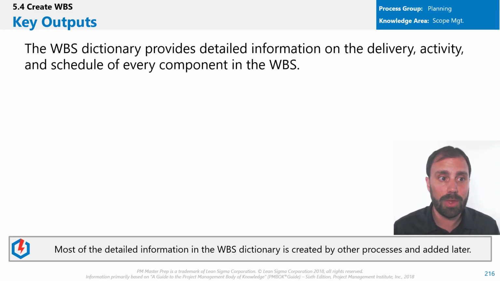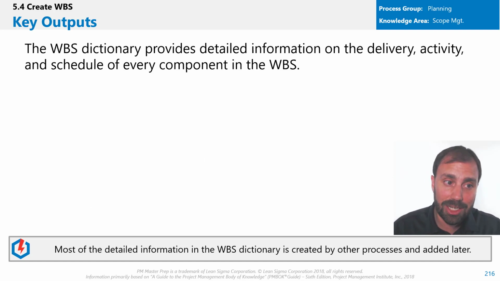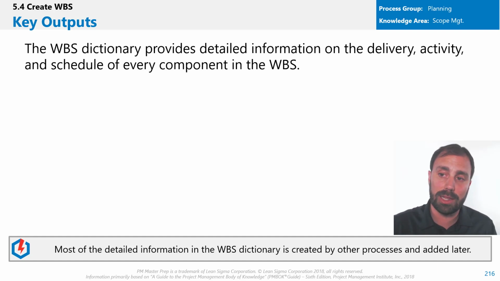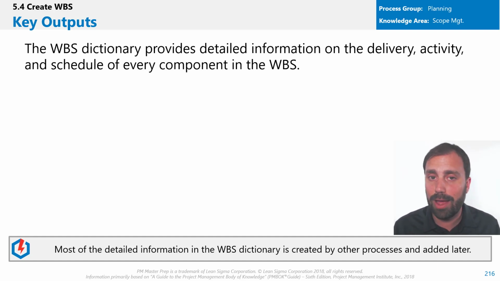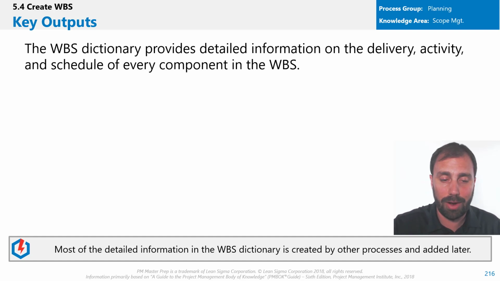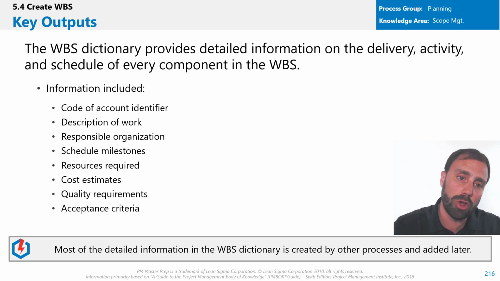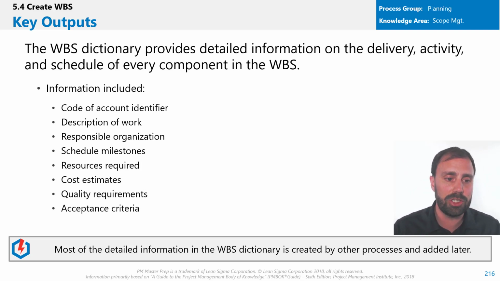Okay, so let's talk about the work breakdown structure dictionary, the WBS dictionary. This provides the detailed information on the deliverable, the activity, and the schedule of every component in the WBS. The information that could be included are a code of account identifier, a description of the work, who the responsible organization is, etc., the cost estimate, and acceptance criteria. All the details for all these components in the WBS are clearly defined here so that we can use them. Think about how this helps us understand what our scope is. It's really, really good, and it's really, really defined.